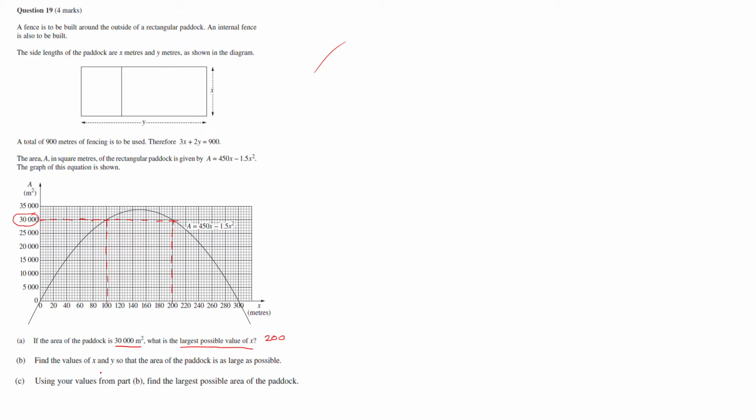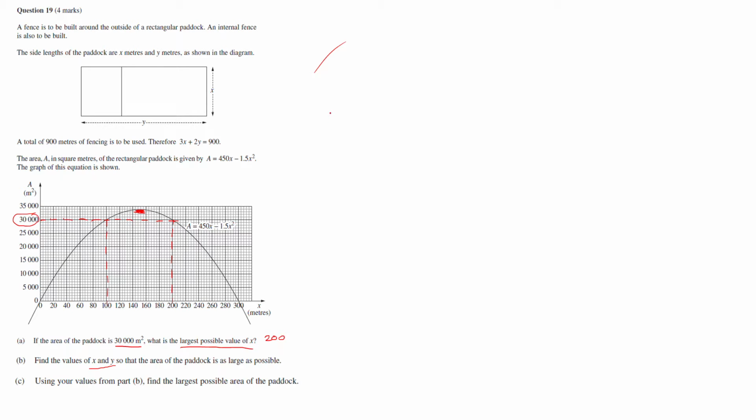Now moving on to the second part, find the values of x and y so that the area is as large as possible. Now they are asking that we don't know what the area is, but what we want you to do is to maximize this area. So the maximum area is somewhere here. If you look at the graph, it's just somewhere around here. We don't know exactly where it is, so that's where you need to do a bit of trial and error. Try playing with different values of x. So try playing with 148, 149, 150, and so on.